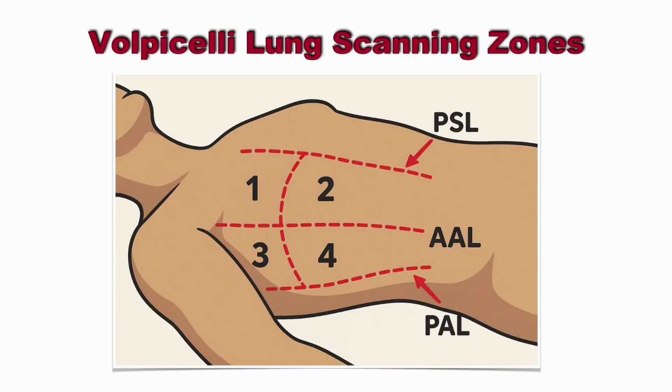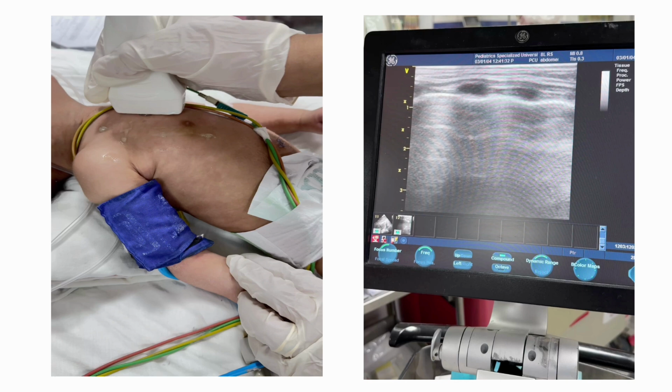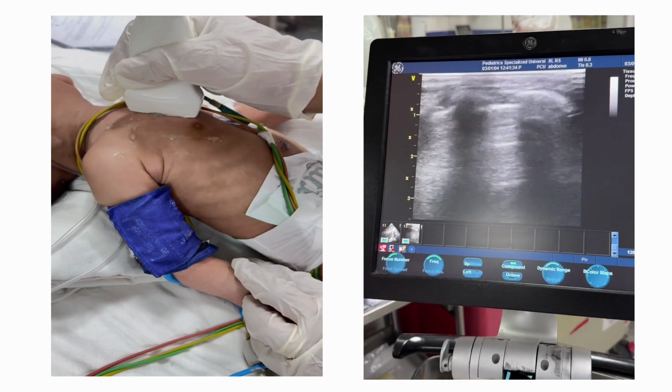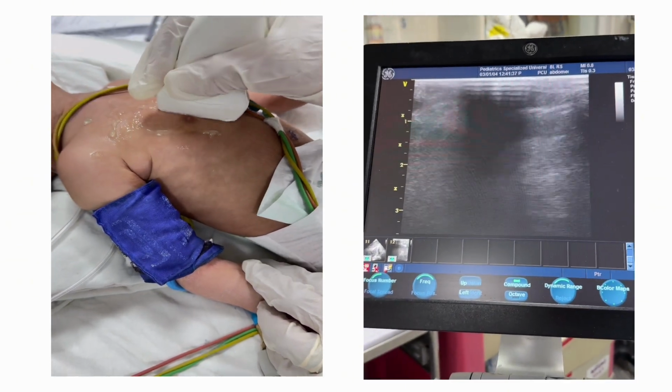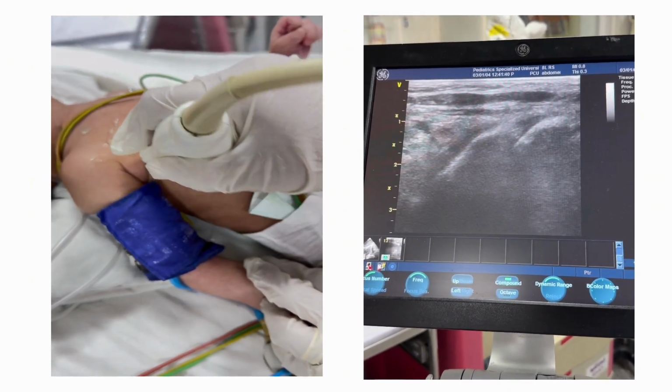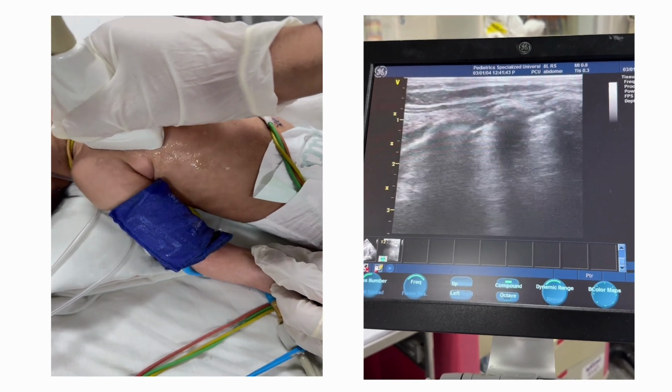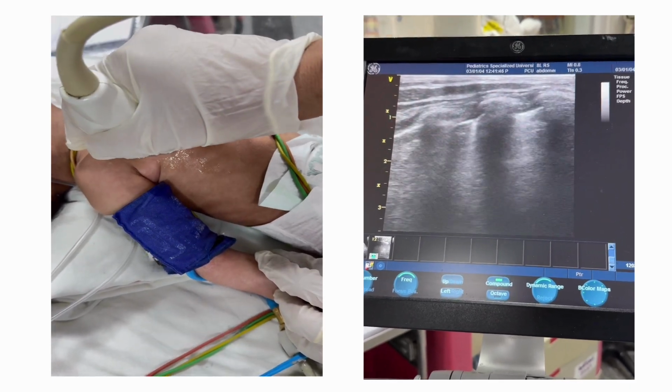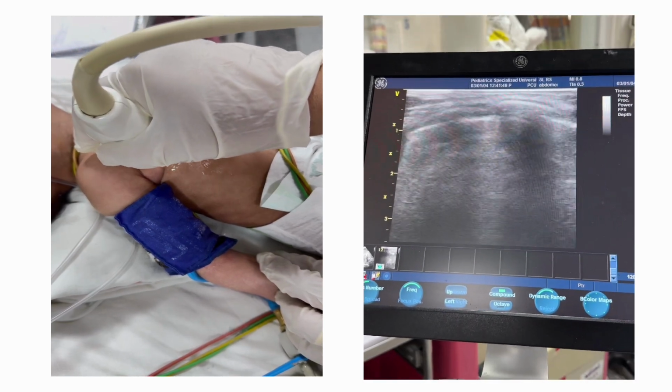We scan each lung zone by what is called the Volpicelli lung scanning zones. There are 4 areas on each lung divided by 4 lines, 3 vertical and 1 transverse: the parasternal line, the anterior axillary line, the posterior axillary line, and the transverse line just below the nipple line. You can see that we are placing the patient in a supine position. The linear probe is oriented towards the patient's head, and we are scanning the 4 lung zones: upper, lower, lateral, lower, lateral, upper.